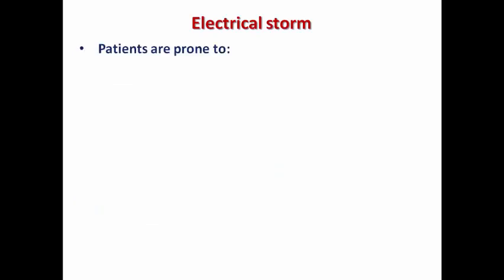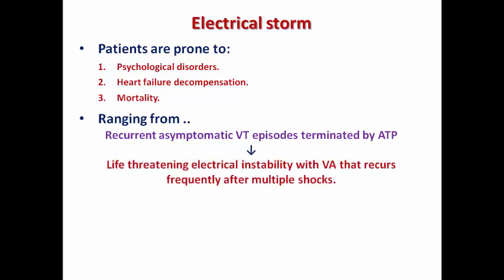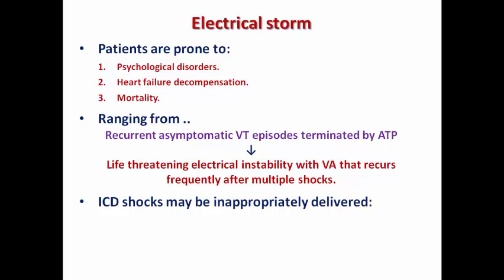The big problem is that patients with an electrical storm are prone to psychological disorders, heart failure decompensation due to the multiple DC shocks delivered, and mortality, of course, because in some cases it may result in refractory VF. It ranges from recurrent asymptomatic VT episodes terminated by ATP in patients with an ICD, to life-threatening electrical instability with ventricular arrhythmia that recurs frequently after multiple shocks. And sometimes the ICD shocks may be inappropriately delivered, like for SVTs or AF, non-sustained VT, lead defect, or electromagnetic interference.